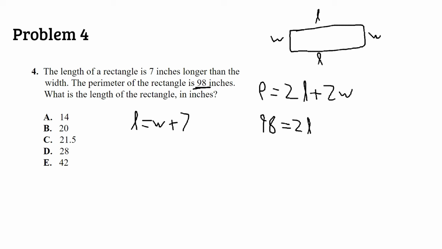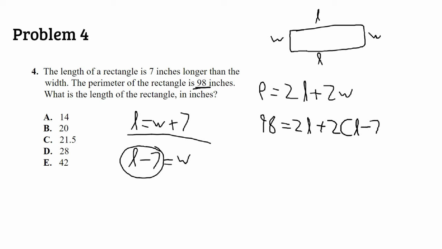Now I'm going to do a little bit of moving around here for this first equation. L is equal to W plus 7. I'm going to subtract 7 from both sides, and this is just going to reduce a step for me. I'm just going to be able to save myself a little bit of work. So I'm going to subtract 7 from both sides, and I'm going to get L minus 7 is equal to W. So the width is equal to the length minus 7. So now I can substitute in L minus 7 for this width here. So I'm going to get 2 times (L minus 7).